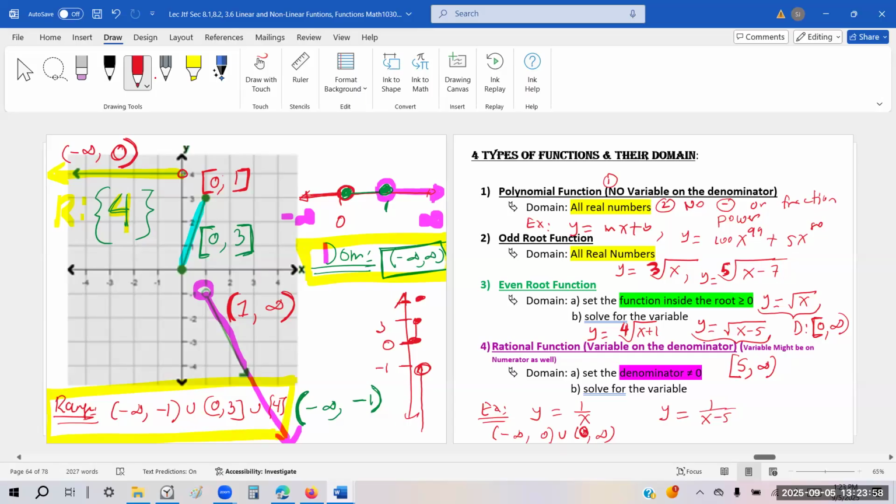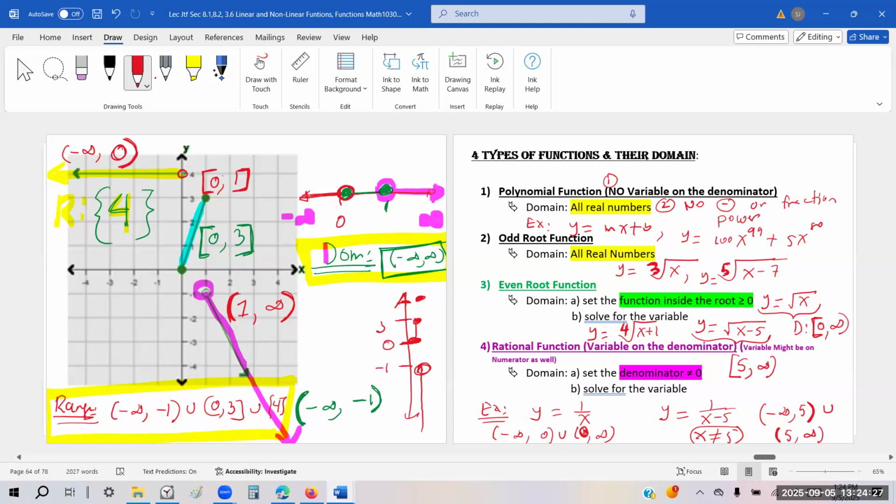So we know x cannot be 5, but x can be everything else. So the domain is negative infinity to 5, parentheses, union, 5 to infinity. So basically from negative infinity to positive infinity, we are going to use everything, but we just cannot use 5.